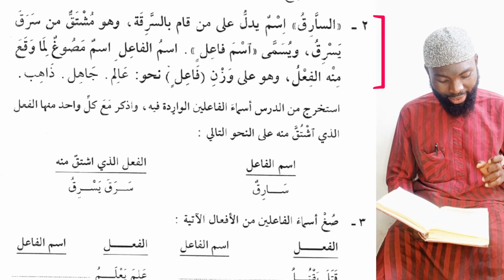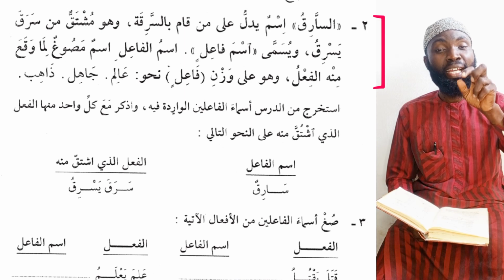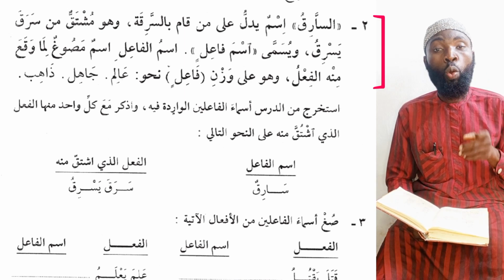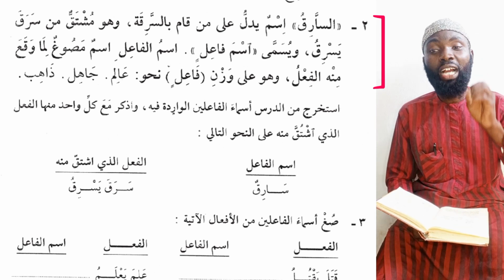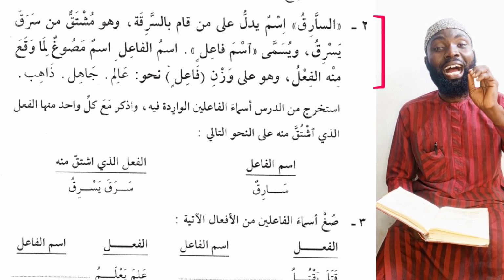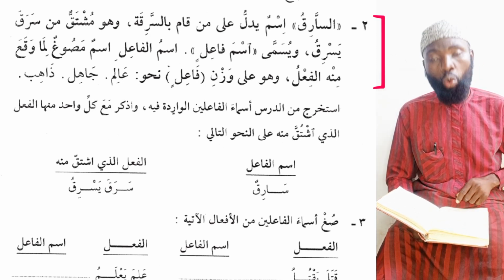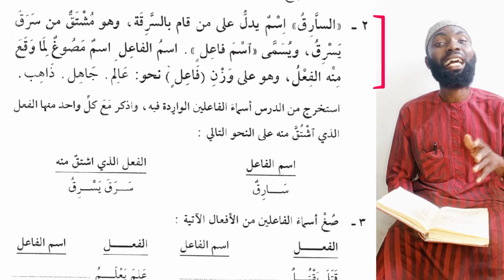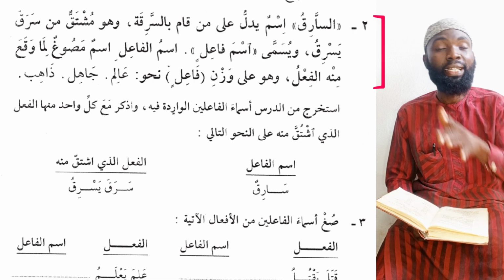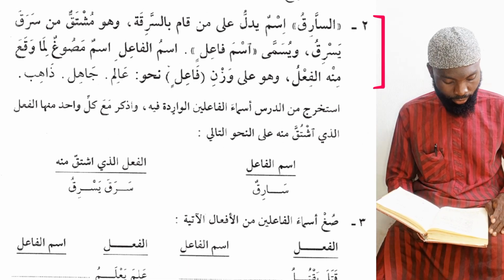Number two, we can see the word asariku. As we have seen in the lesson, it says ismun yadullu ala man qama bisariqa. This is the name which points to the person who performs the action of stealing. One who performs the action of stealing is simply called asariku, the stealer, the thief. Now we have وَهُوَ مُشْتَقٌّ مِنْ سَرَقَ يَسْرِقُ, and this word is gotten from the word سَرَقَ, he stole, يَسْرِقُ, he is stealing. This word asariku is gotten from the verb سَرَقَ and يَسْرِقُ.